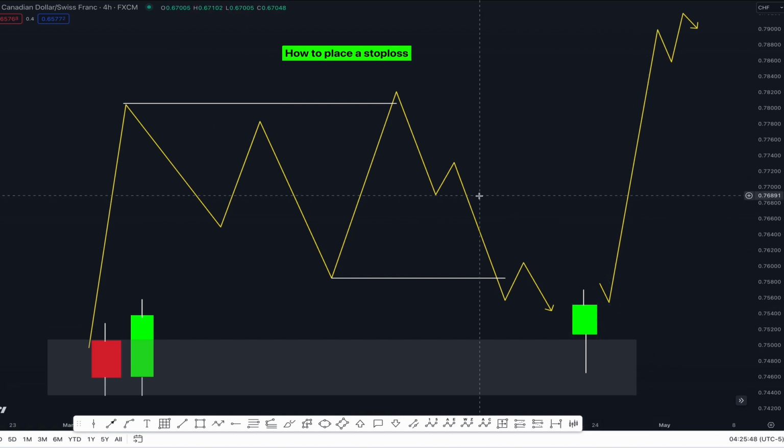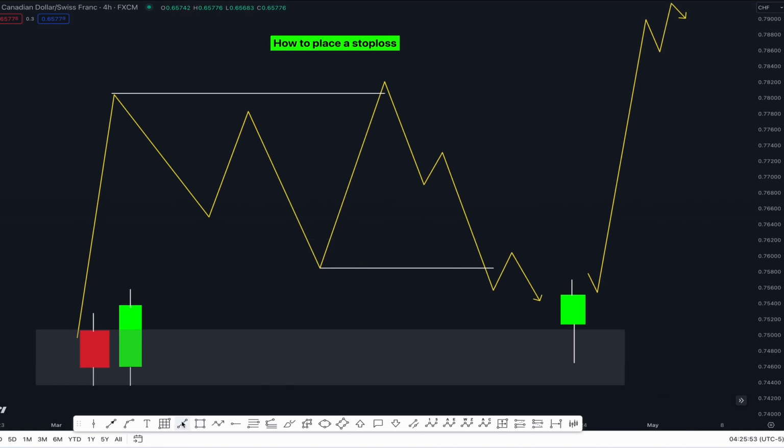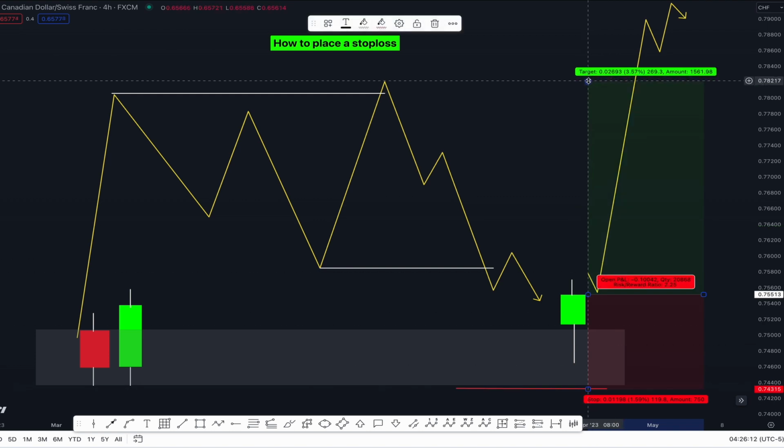Right now, I have to show you how to place your stop loss. It's pretty much simple. Your stop loss will be below the zone. And also don't forget to add your spread size. Your stop loss will be something like this. You will enter around here and then move higher like this.